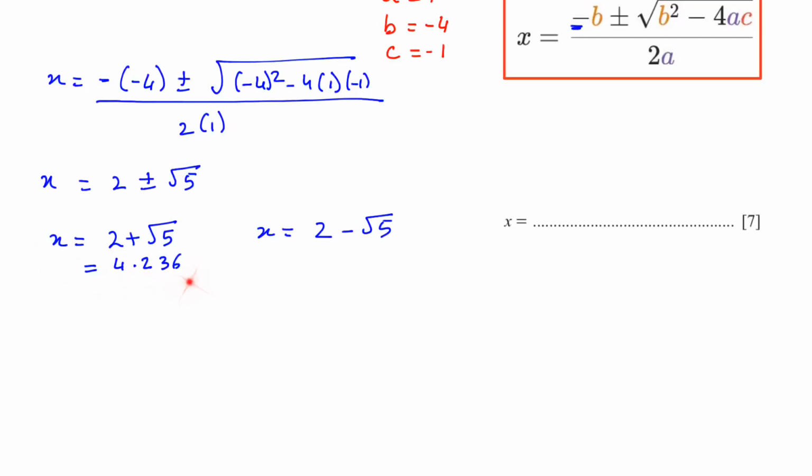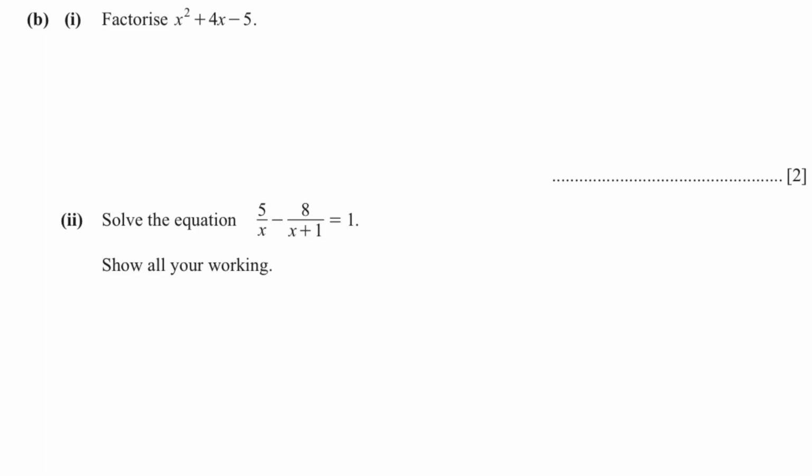X is equal to 4.236, round it to 2 decimal place. X is equal to 4.24. And this, when we put in the calculator, you got a negative answer. X cannot be negative because it is related to length, and therefore it's rejected. And we are going to use x is equal to 4.24.